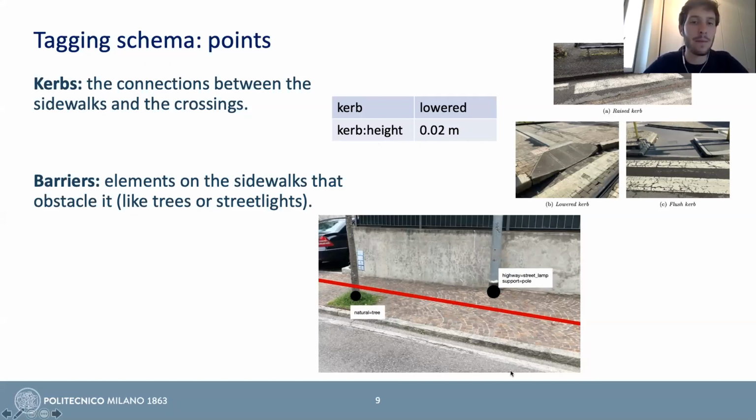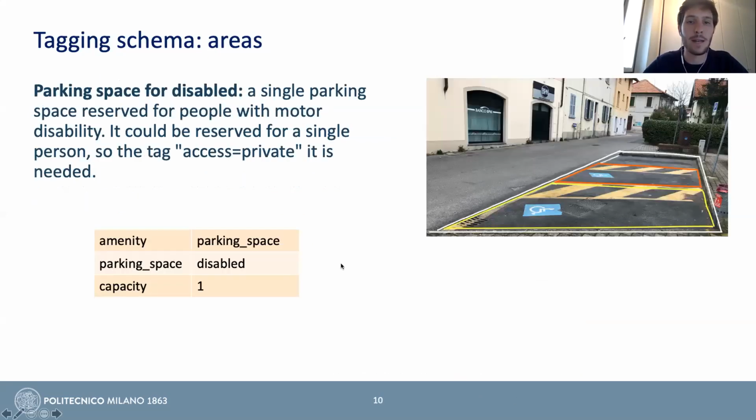Other elements that need to be mapped are, for example, trees on sidewalks that reduce the space available for the wheelchair, or street lamps and poles, for example for street signs, that also reduce the width of the sidewalk. Other elements of interest are parking spaces for disabled people, because in talking with the stakeholders, we found that most of them arrive in an area with their cars, and after that they need to move inside the area, so with the wheelchair. So it is important also to understand which is the point of arrival.